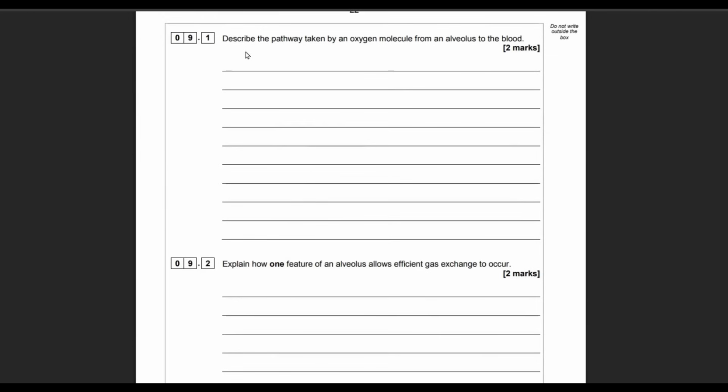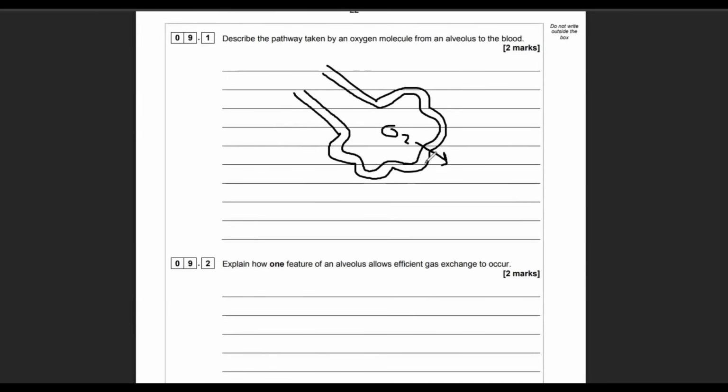This looks nice and easy. 9.1, describe the pathway taken by an oxygen molecule from an alveolus to the blood. So we're going from the path of an oxygen molecule from the alveolus to the blood. So that sounds pretty easy, right? So what have we got here? We've got the alveolus, which has a thin wall, 1 cell thick, made of epithelial cells. We've got the oxygen there. So the path is it's going to diffuse through the wall of the alveolus, then through the wall of the capillary, and then across plasma into the red blood cell. So that's what I'm going with.